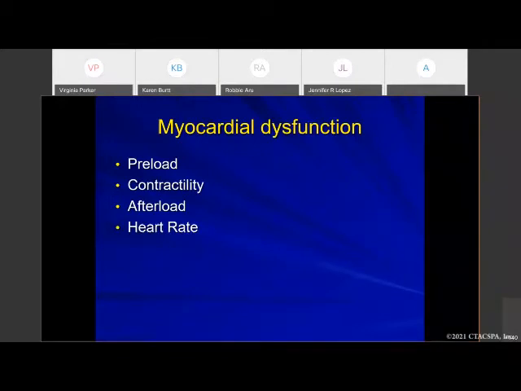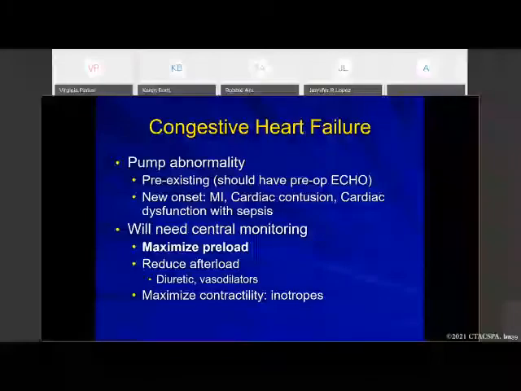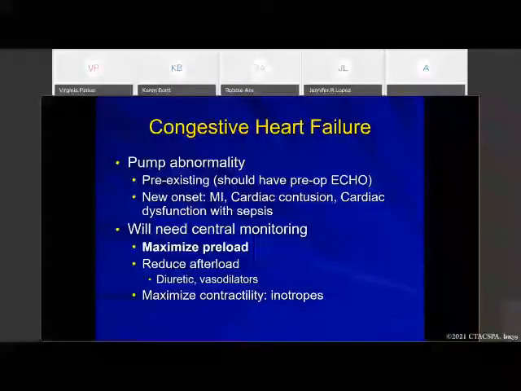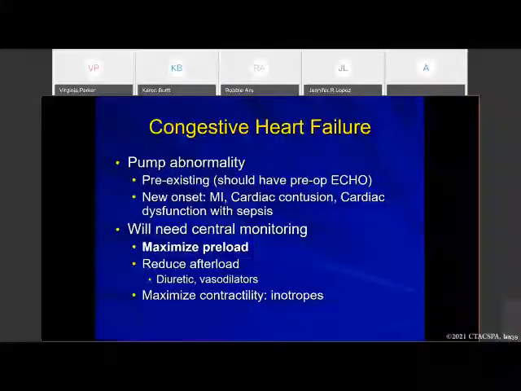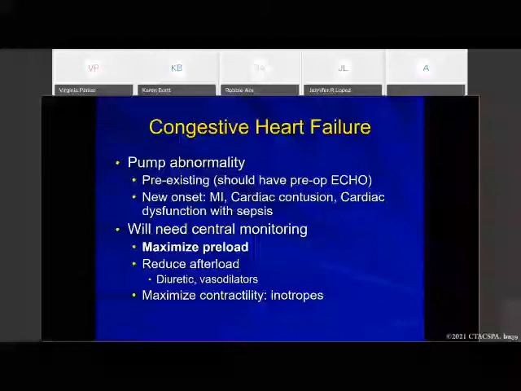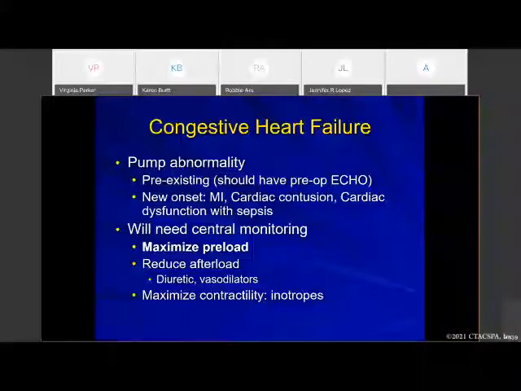So basically, your cardiac output, your stroke volume is dependent on preload, contractility, afterload, and heart rate. You have congestive heart failure, it's a pump abnormality. Hopefully you have an echo. If you have a patient new to the ICU and they don't have an echo, you probably want to get an echo on everybody. You can also learn how to use your ultrasound and do your own echo, so you can see what kind of heart function they have.